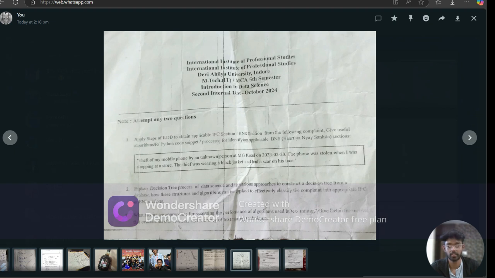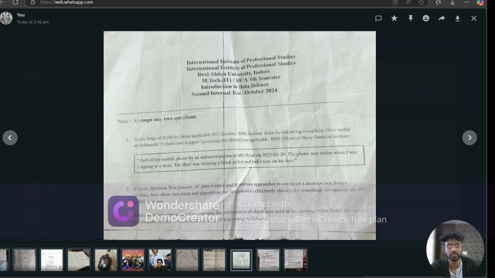Sixth, pattern evaluation. Evaluate the pattern or relationship discovered during data mining. Seventh, knowledge representation. Represent the extracted knowledge in a suitable format such as a table or graph. Eighth, deployment. Deploy the extracted knowledge in a real world application such as a complaint management system. Now, we will see different algorithms.